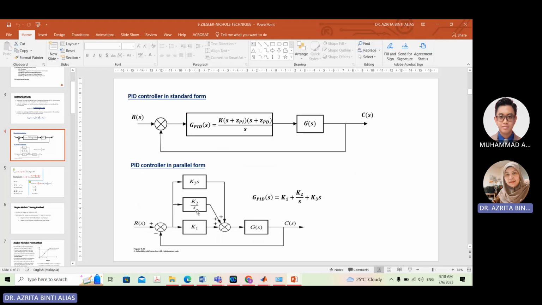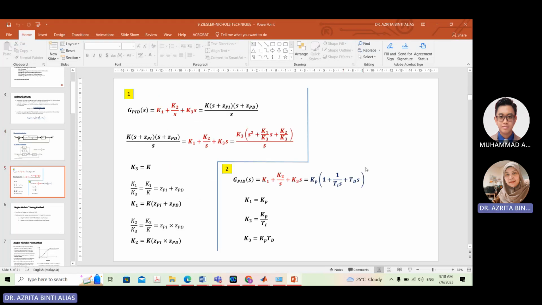in parallel form we just add the proportional, integral, and derivative. So you just memorize the formula in Ziegler Nichols for the PID controller: KP times 1 plus 1 over TI S plus TD S. From here, we can conclude that the value of K1 is the same as KP, K2 is KP over TI, and K3 is KP multiplied with TD. I think this will appear in the final exam.